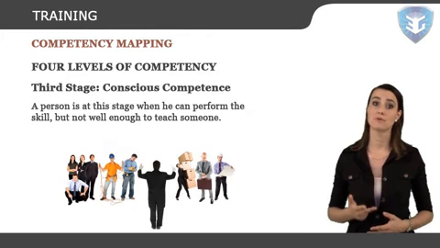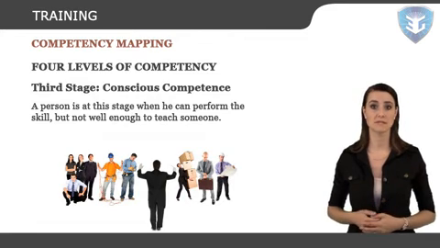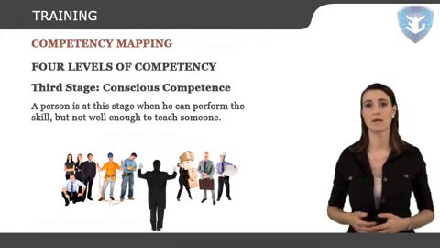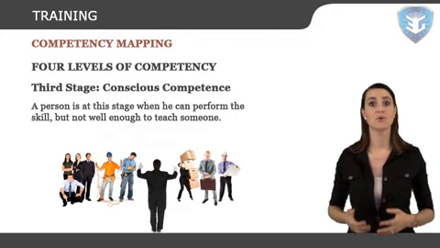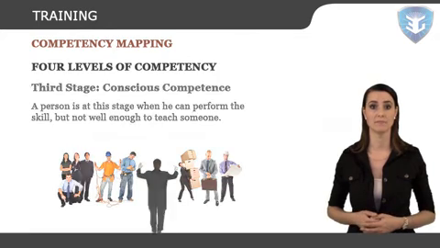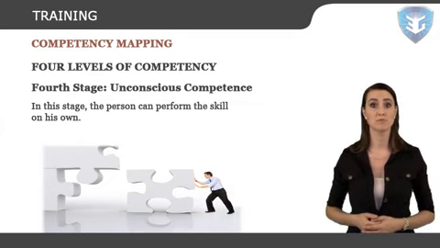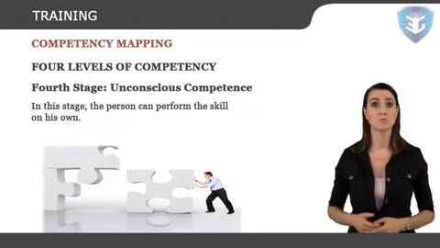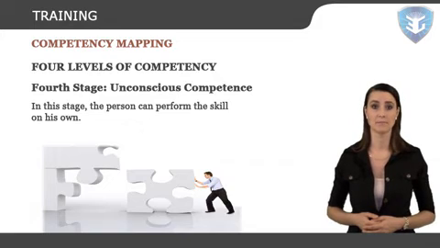Third stage, conscious competence. A person is at this stage when he can perform the skill, but not well enough to teach someone. Enough practice is required to reach the level of unconscious competence. The person can perform a task using the skill, but needs to recollect the steps and think about them. Fourth stage, unconscious competence. In this stage, the person can perform the skill on his own. No assistance is required, and the person can automatically perform the skill. He gets proficient enough to perform multiple tasks at the same time. Teaching the skill to another person now becomes an easy task for him.